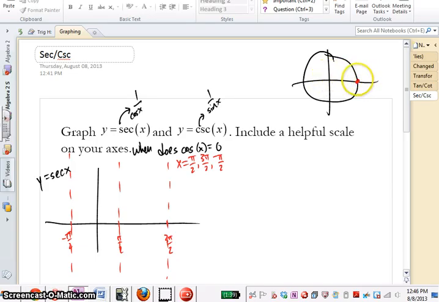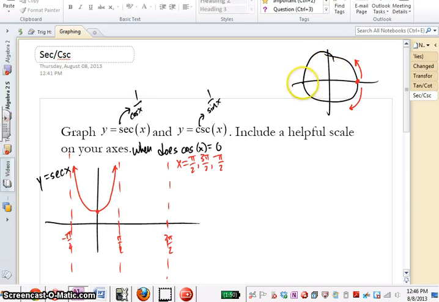Here, we have a cosine value of 1, so we have a secant value of 1 divided by 1, or 1. However, if I move in either direction, the cosine value gets smaller. 1 divided by a number smaller than 1 will grow. And it will actually grow to infinity as the cosine value gets closer and closer to 0.